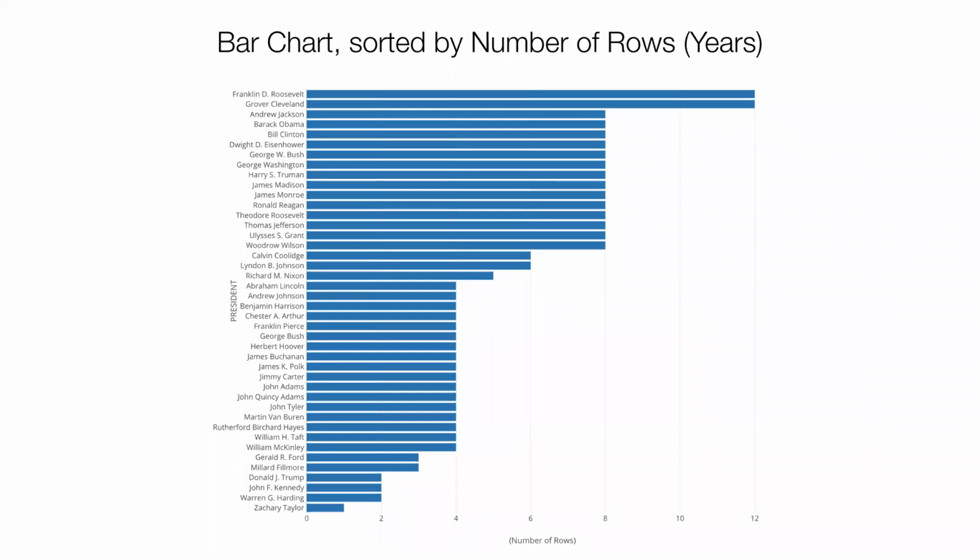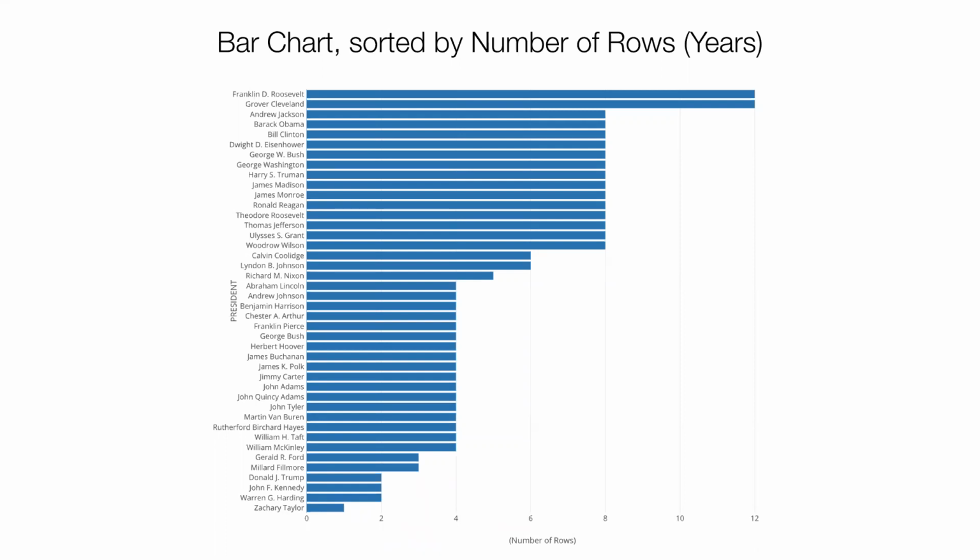So Franklin Roosevelt served for like 12 years, and then Grover Cleveland also served 12 years, and so on. It's okay with this chart, but if you are interested in seeing who has served more than others, and all you care about is the number of years, then this chart is great.